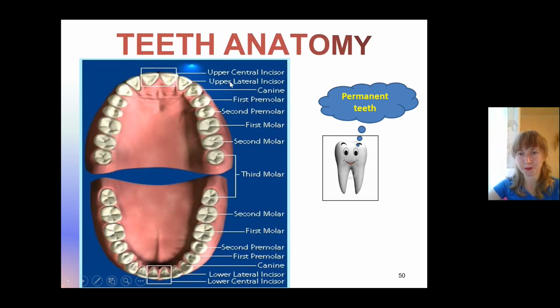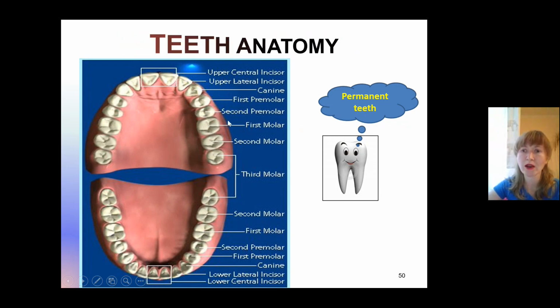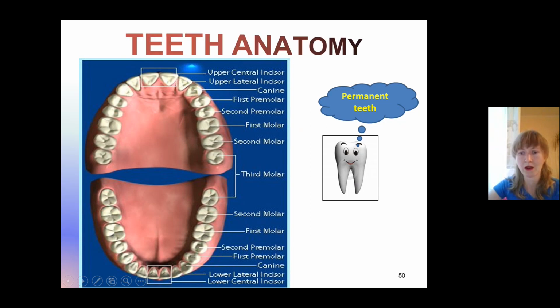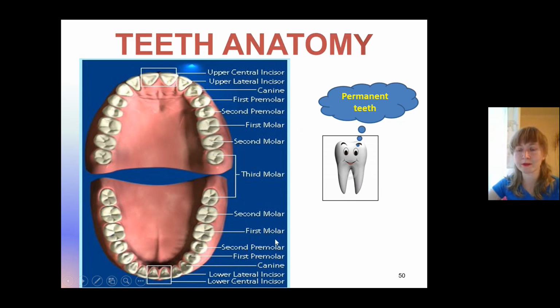Permanent teeth have such groups. Upper central incisor, upper lateral incisor, canine, first premolar, pay attention, we have group of premolar, second premolar, first molar, second molar, third molar. The same for the mandible. Instead of upper, we call it lower or mandible. Maxilla or mandible, upper, lower. But I'm focusing your attention at the group of premolar.